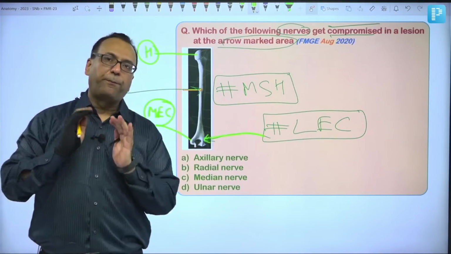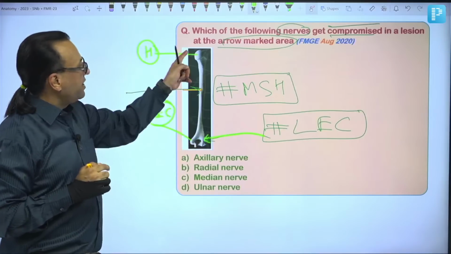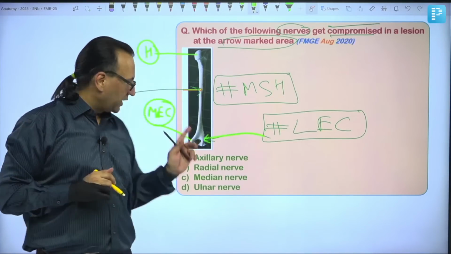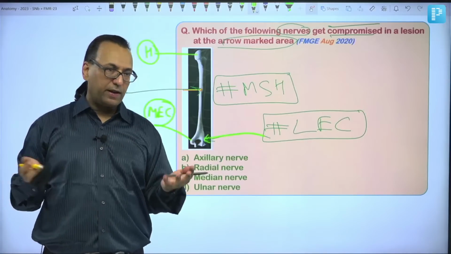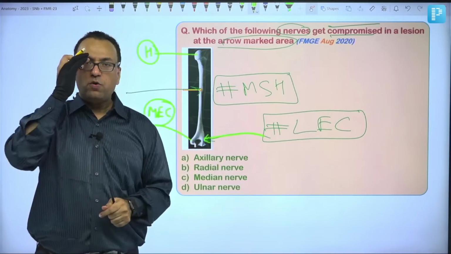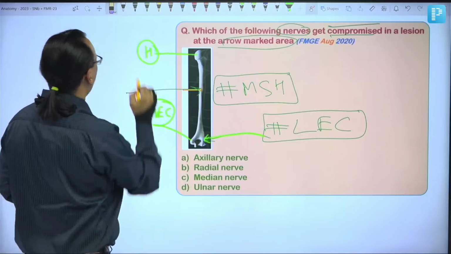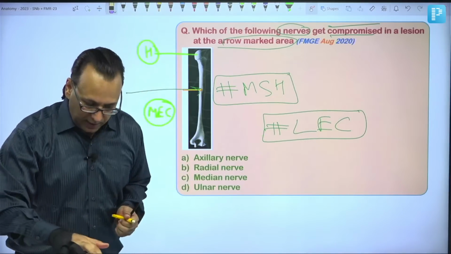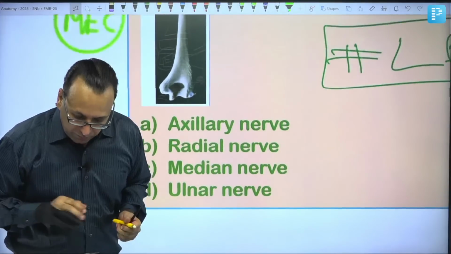Something which is more prominent and towards the medial side is the medial epicondyle, and on the other side, which is not very prominent, will be the lateral epicondyle. Maybe you cannot appreciate the difference, so let me rub it off and zoom in a little bit, and then you will understand what I am trying to tell.